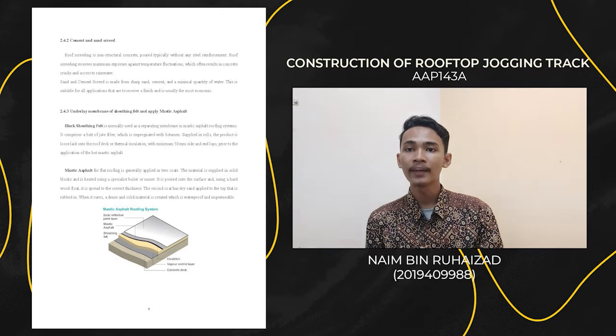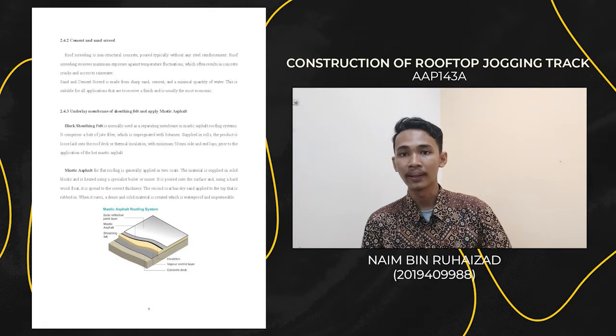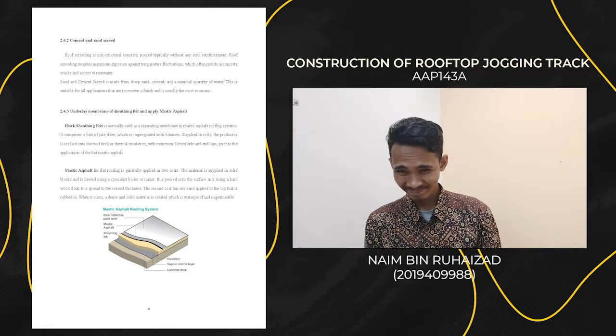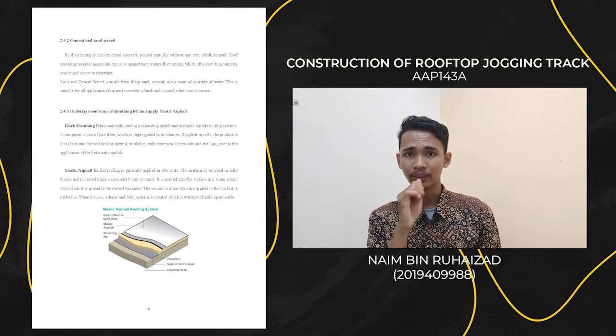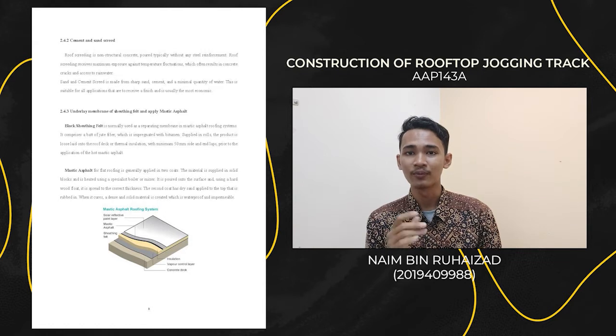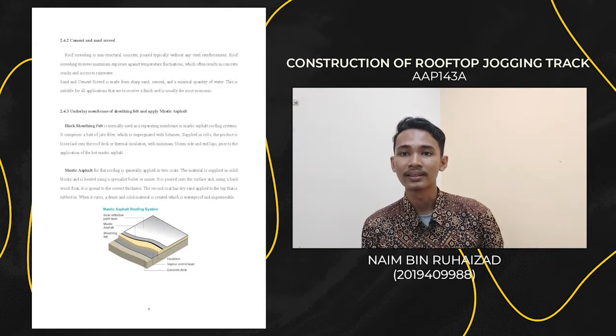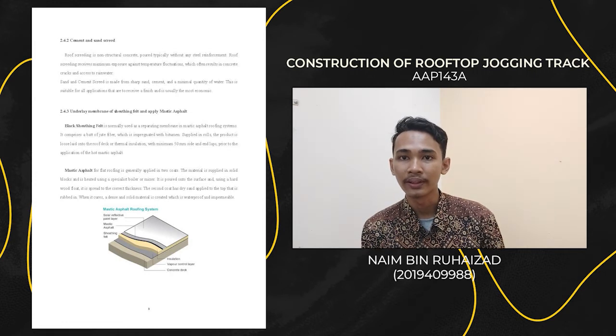2.4.3. Underlay membrane of black sheeting felt and apply mastic asphalt. Black sheeting felt is normally used as a separating membrane. It's a mastic asphalt roofing system. It comprises a bed of jute fiber which is impregnated with bitumen, supplied in rolls. The product is loosely laid onto the roof deck or thermal insulation with a minimum 50 mm side and end laps prior to application of the mastic asphalt.